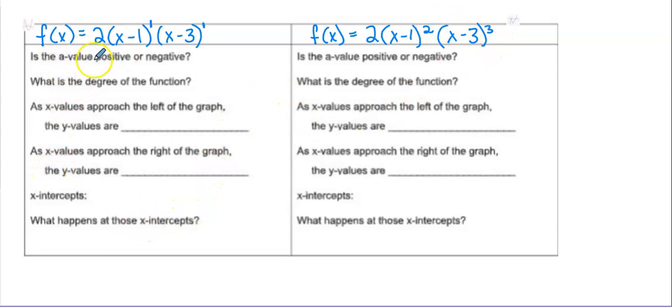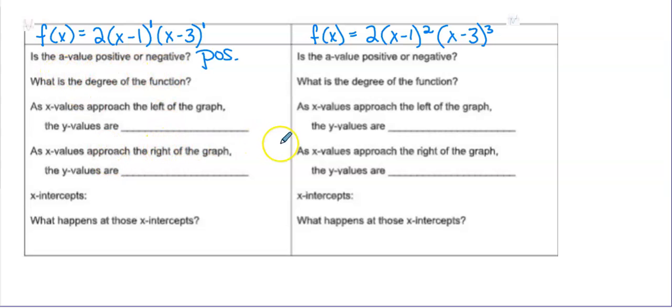So let's look at some of these questions that they're asking us, and we can do this with our previous knowledge. This first one, look at the first function. Is the a value positive or negative? Well, 2 is the a value. This one again is in factored form, so it shows our x-intercepts. If it was in standard form, it would still have a 2 as the leading coefficient, and that's what we're looking at. The a is the leading coefficient, so it is positive, so we'll just write positive here, and you can abbreviate that. What's the degree of the function?